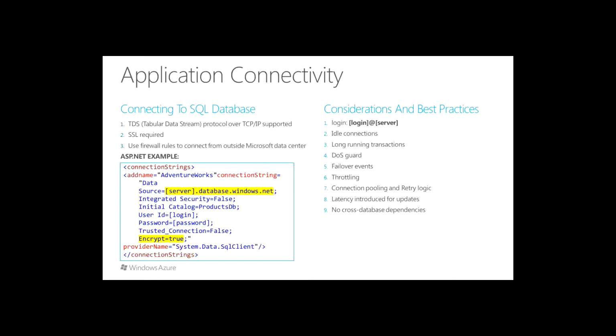It also monitors for denial of service attacks, so it guards against those things. If it determines something's funky going on, it's going to kill those connections as well. Any failover events will terminate connections too. We'll talk about throttling later. Throttling is what I talked about in the architecture, the SQL Azure agents. If you're taking up too many resources, it will throttle you back.